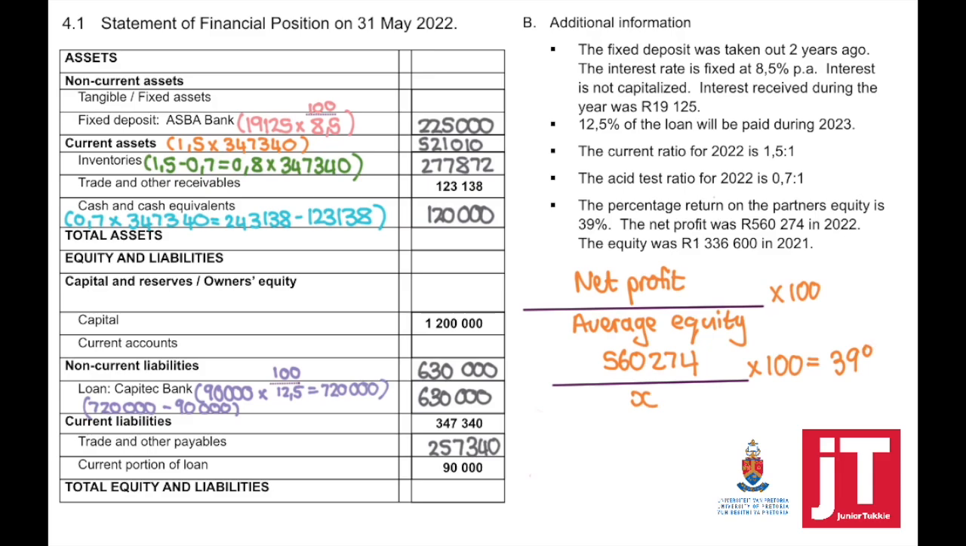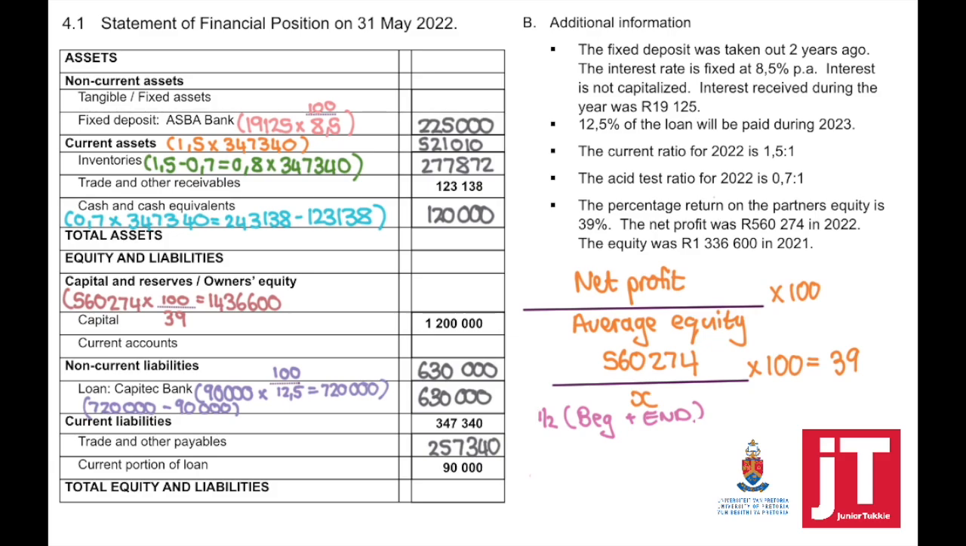So now they provided the net profit, they provided the percentage return, which means that my average equity now becomes my X, which I need to solve. So to solve X, we're going to take the net profit times 100 divided by 39. That will now provide you with the average equity. And average equity, again, is the beginning plus end divided by 2.